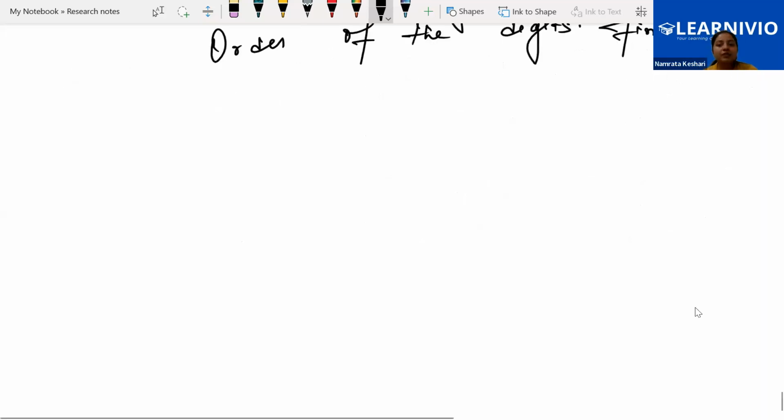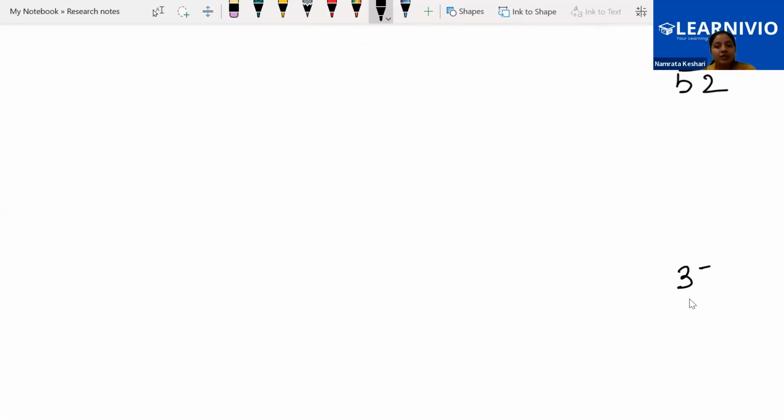Suppose we are having a two digit number, let's say 52, or let's say 35. Can I write this two digit number 52 as 5 into 10 plus 2 into 1? Basically I am expanding it. This type of expansion you must have done in lower classes. 5 is at tens place, 2 is at ones place or unit place. So we multiply 5 into 10 plus 2 into 1. This is how we used to expand it.